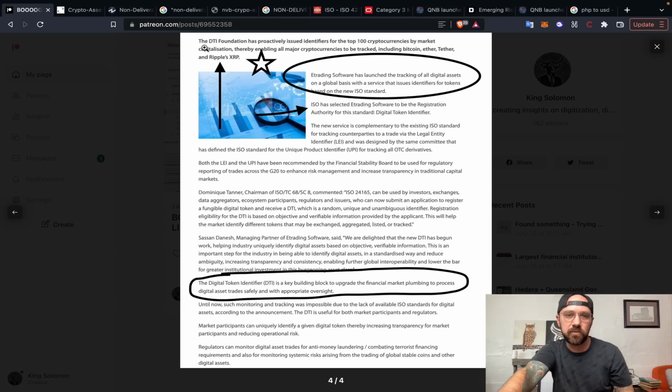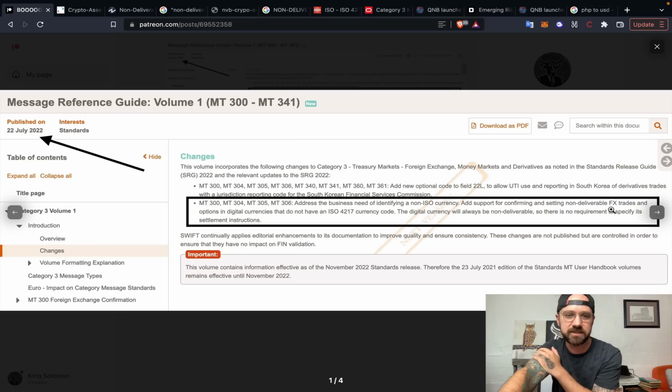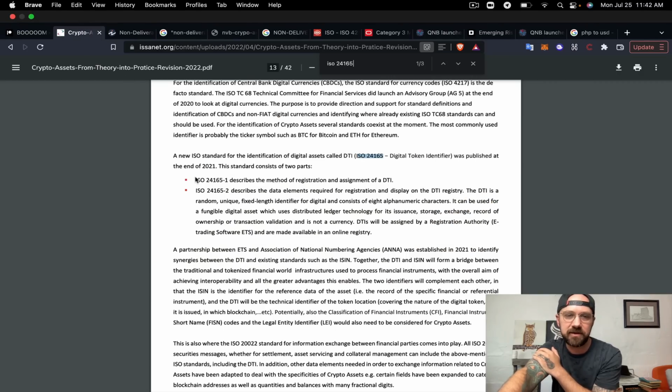Well, this is E-Trading Software. This is the DTI Foundation has proactively issued identifiers for the top 100 cryptos by market cap, thereby enabling all major cryptocurrencies to be tracked, including Bitcoin, Ether, Tether, and XRP. E-Trading Software has launched the tracking of all digital assets on a global basis with the service that issues identifiers for tokens based on the new ISO standard. The digital token identifier is a key building block to upgrade the financial market plumbing to process digital asset trades safely and with appropriate oversight. Obviously, pretty massive stuff here.